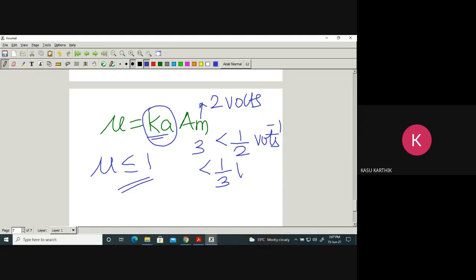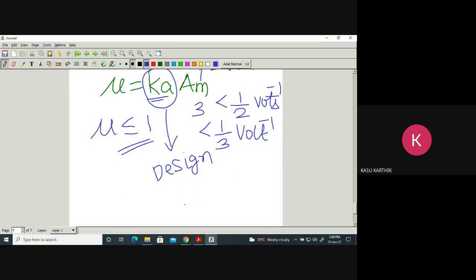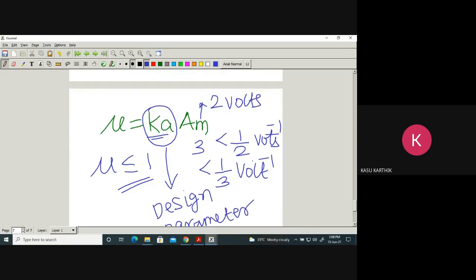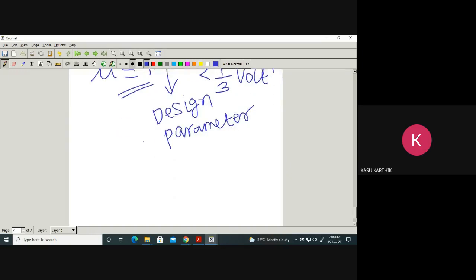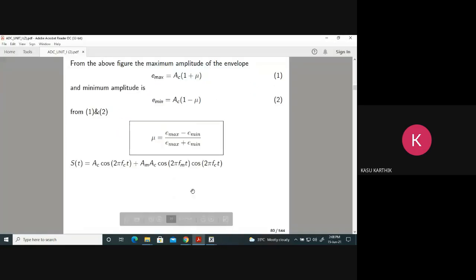Is it okay? So this is a design parameter actually. We design our transmitter, our modulator, such that depending upon the Am value, we are able to get a Ka which makes mu less than 1. So this is about the value of mu. Is it okay?